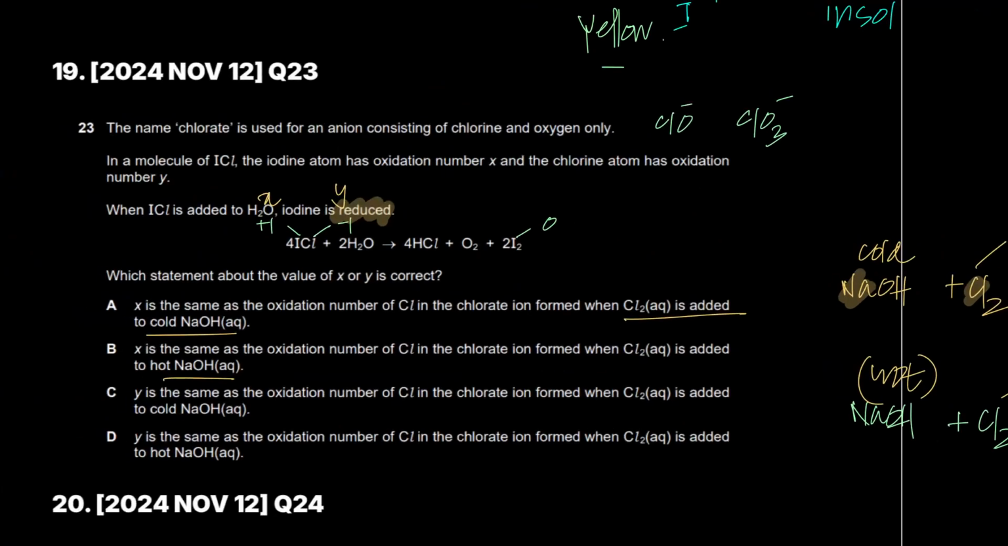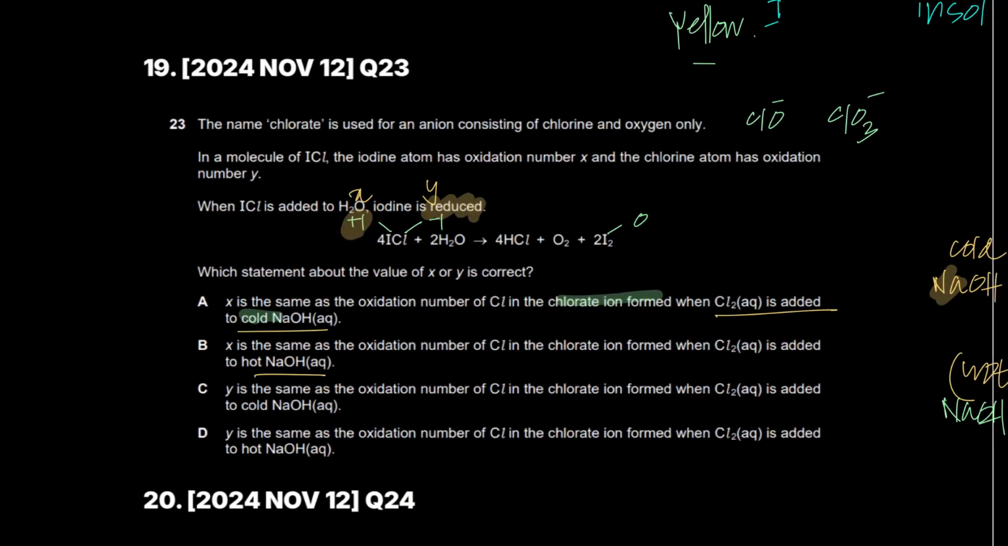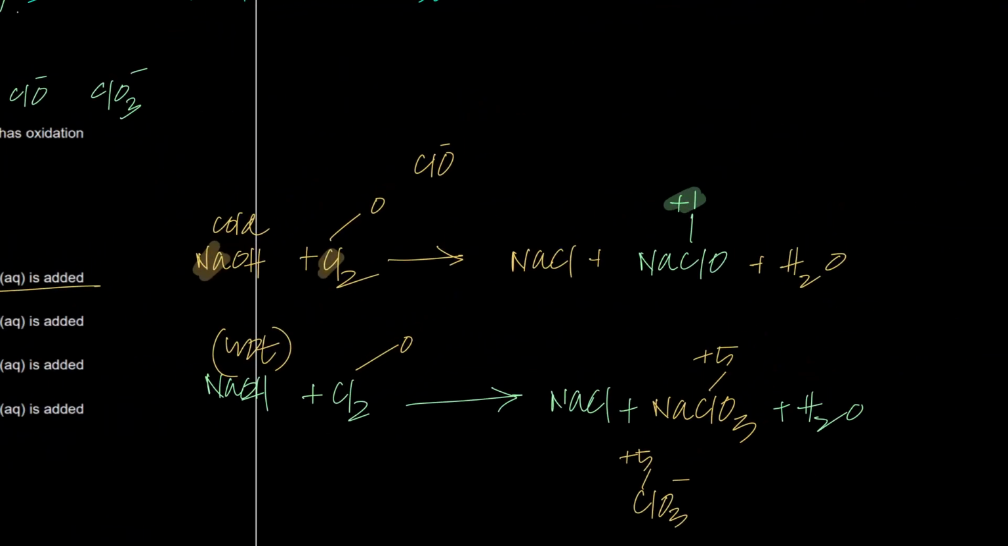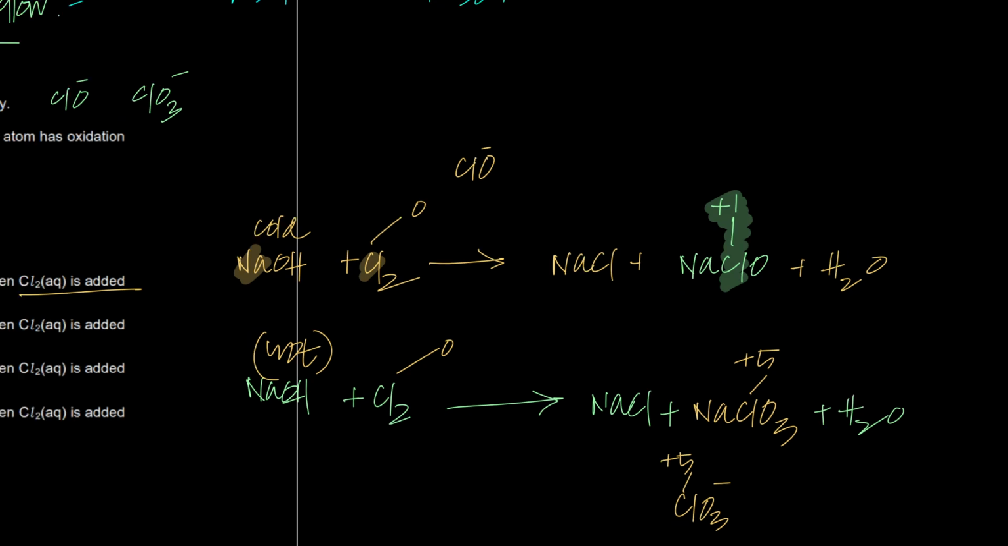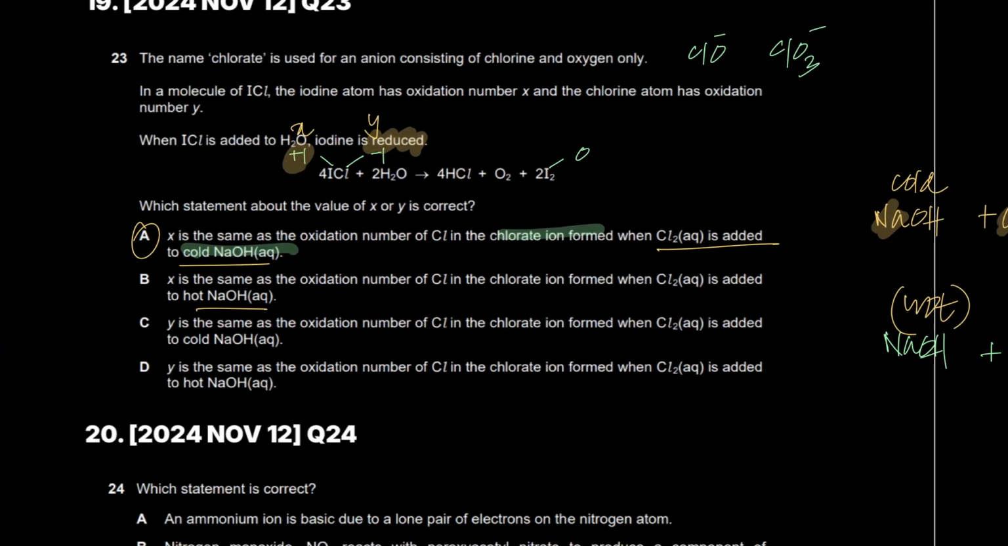Now what is he saying? He's saying X is the same oxidation number. X is +1. So he's saying this +1 is the same oxidation number of chlorine in the chlorate ion right here, when chlorine is added to cold NaOH. So when you add chlorine to cold NaOH, absolutely the chlorine in the chlorate ion is also +1 and this is also +1. So the correct answer is therefore A. And all the others are wrong.